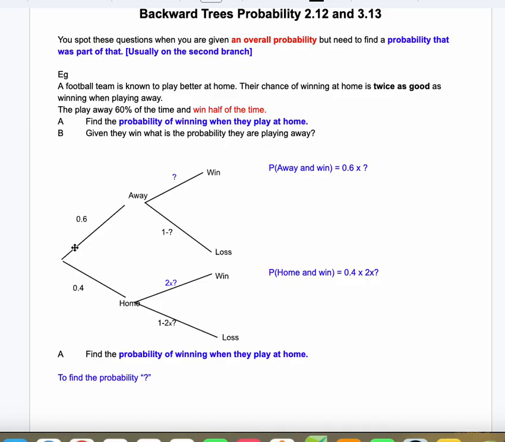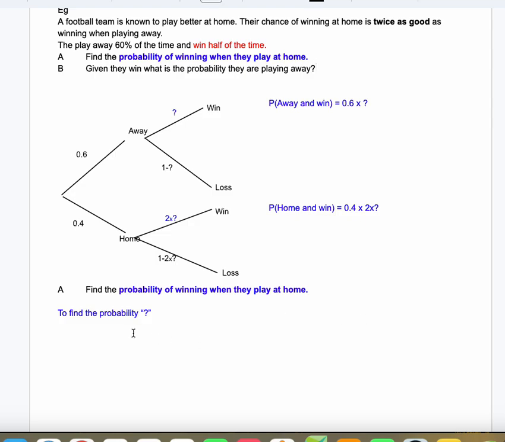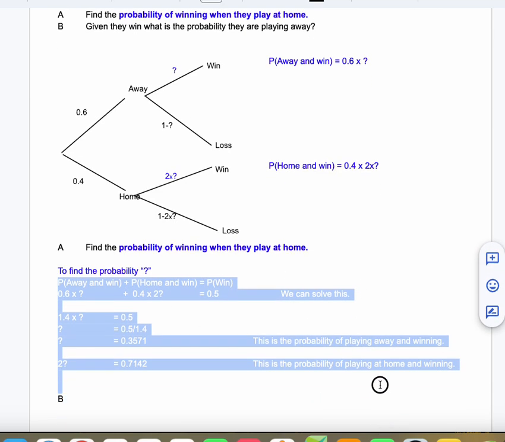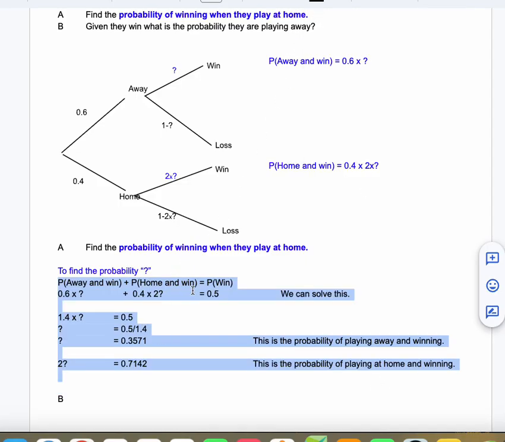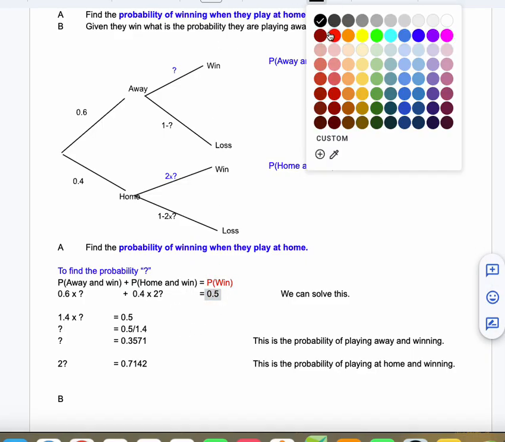So I know that 0.6 times my question mark is one way I can win, winning away, plus 0.4, 40% home games, but twice as likely to win. That's the other way I can win. So to find part A, the probability of winning at home, I'm going to just uncover my work in here in one go. I think that's going to be simpler. I had more complicated plans. This part I'll put back in red because it was in red. That's the bit that we were originally given.